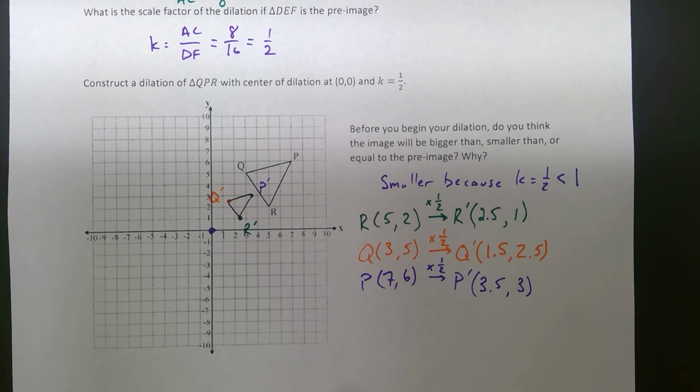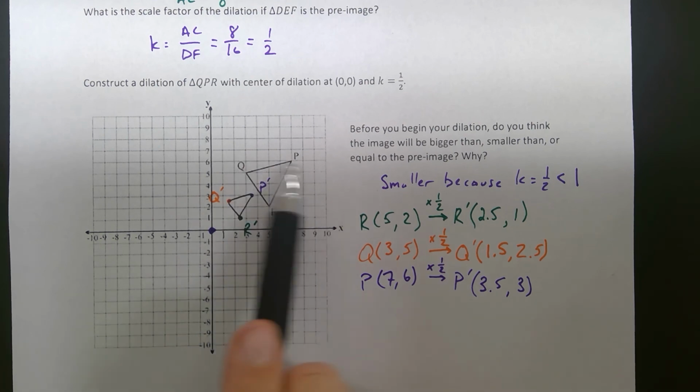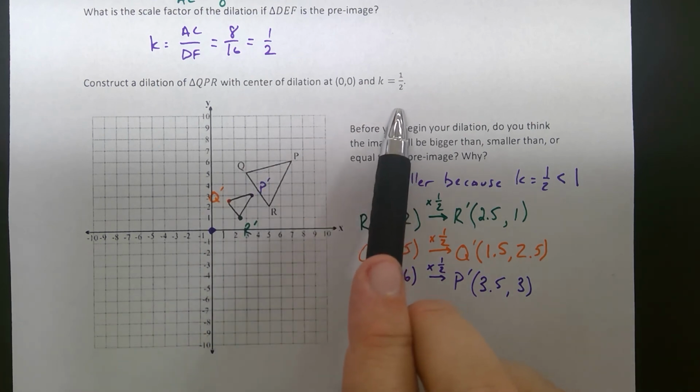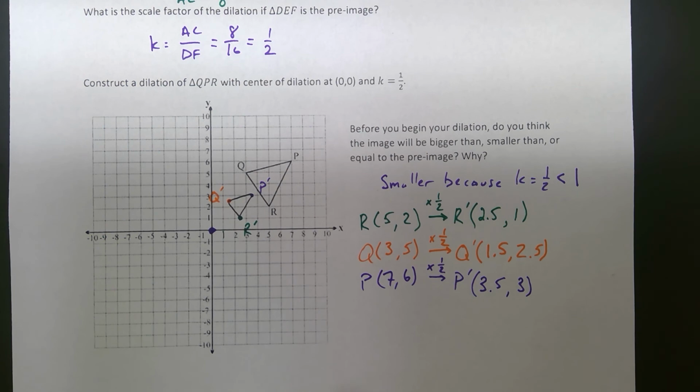Now we look back at our prediction. We predicted it to be smaller because k equals 1/2 is less than 1. Our prediction is correct. And this is going to be about half the size of this triangle here because our scale factor is 1/2. Okay, all the sides are half the size. So go ahead and finish answering our check your understanding questions before you finish up this video.